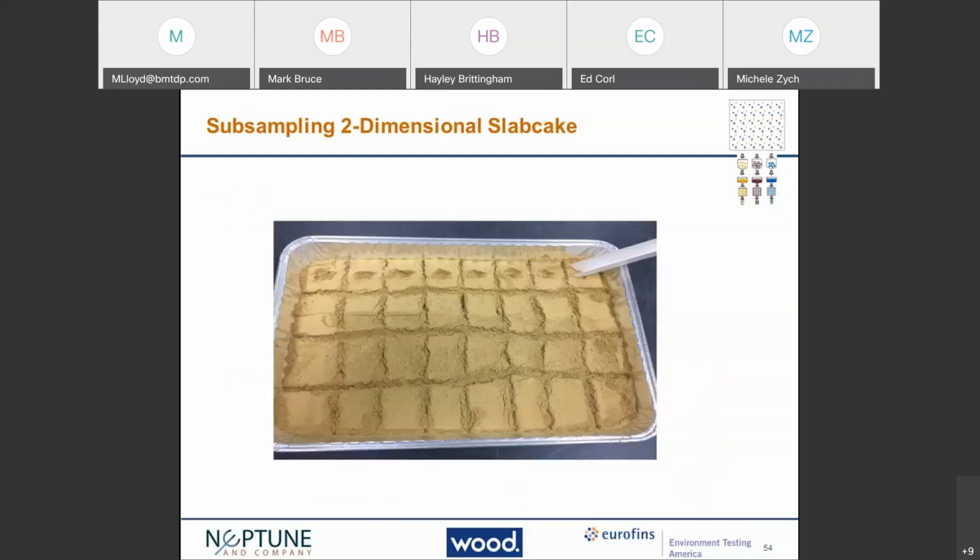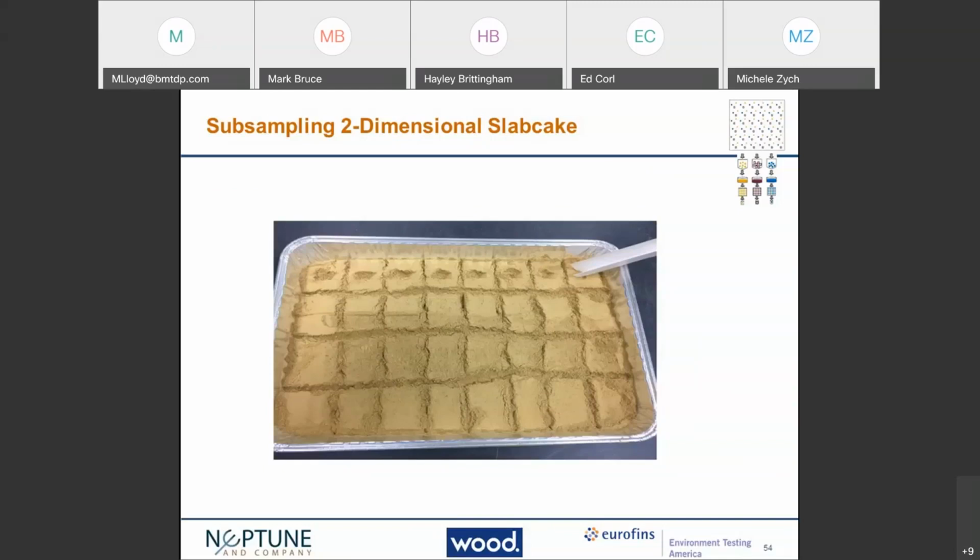Now, after we've gone through whatever processing options are appropriate for a particular project, the laboratory needs to produce an analytical subsample to run through the digestion or the extraction process. And by far the most common option is what's called the two-dimensional slab cake. And this produces acceptable representativeness at reasonable cost. So it's kind of a miniaturized version of what's done in the field.